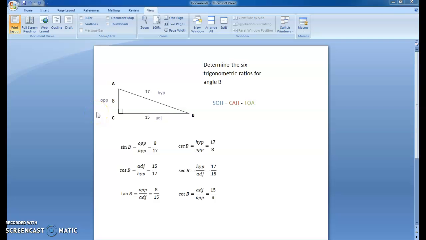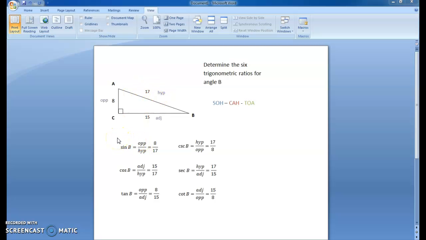Okay, so we're given this right triangle here, and we're asked to determine the 6 trig ratios for angle B, which is right here. Looking at this triangle, we know that the opposite side of angle B would be 8, adjacent to B would be 15, and the hypotenuse is 17.